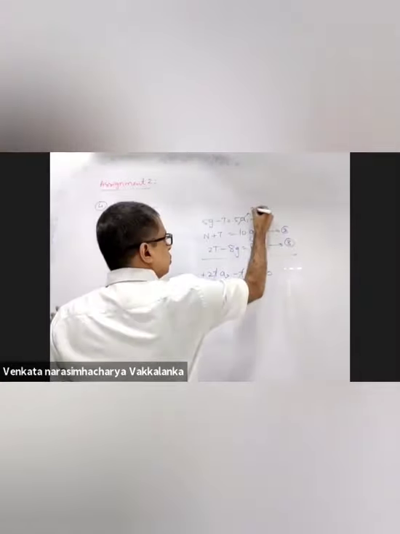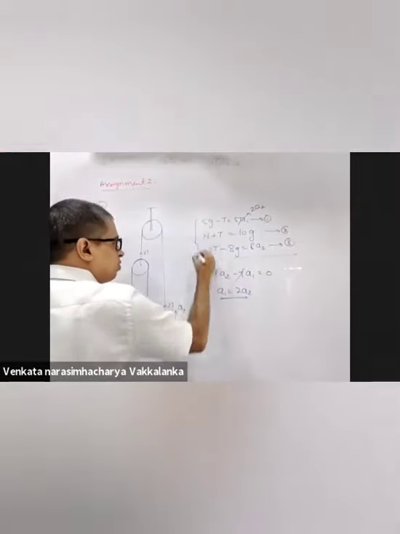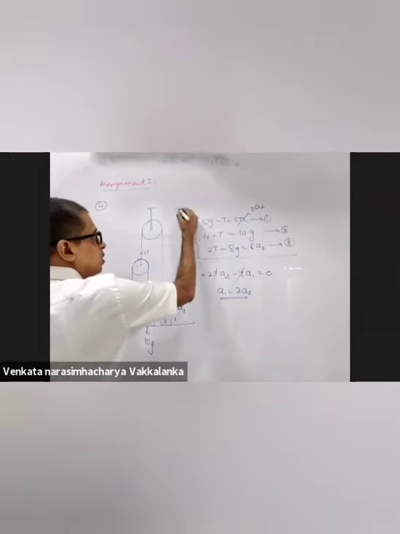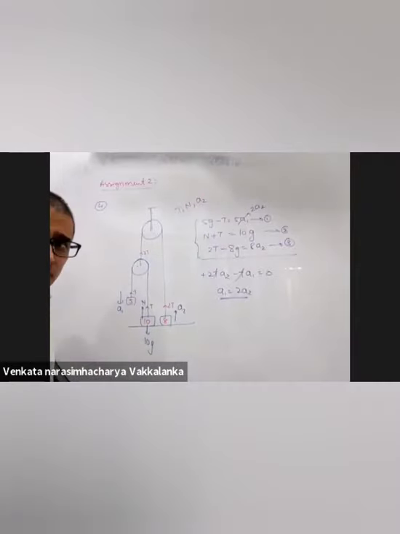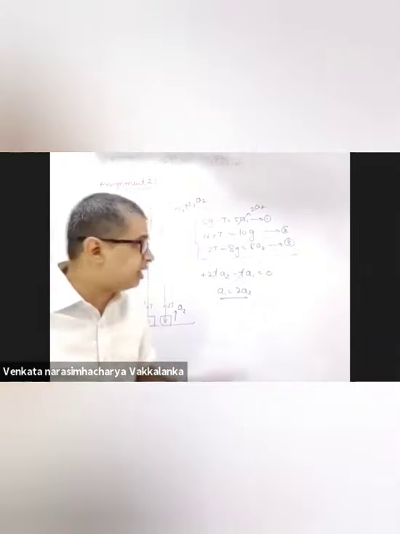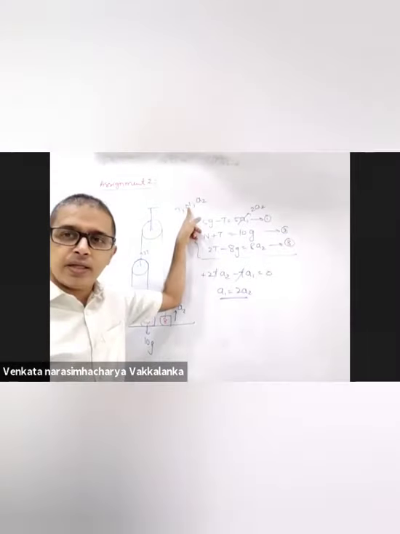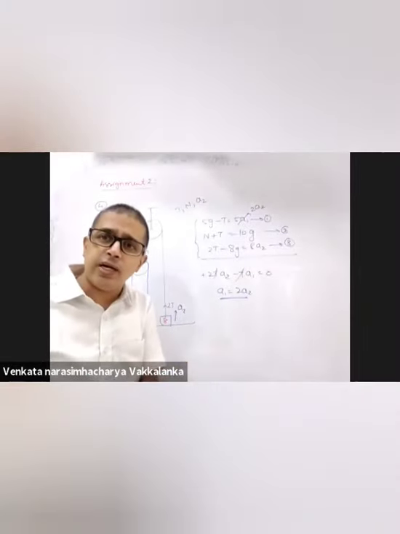A1 is equal to 2A2. Now you have three equations and three variables. T is one variable, N is one variable, A2 is one variable. Just out of academic interest, calculate N. Can I calculate? Yes, you can calculate.